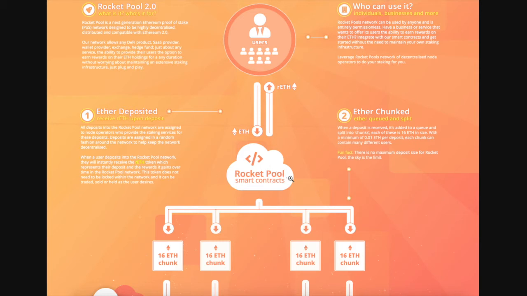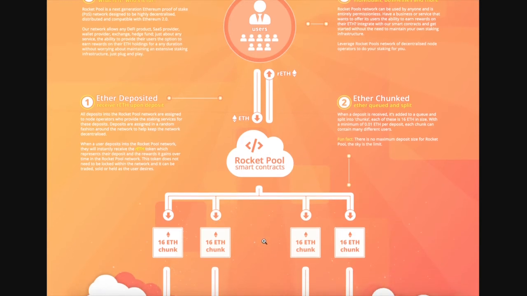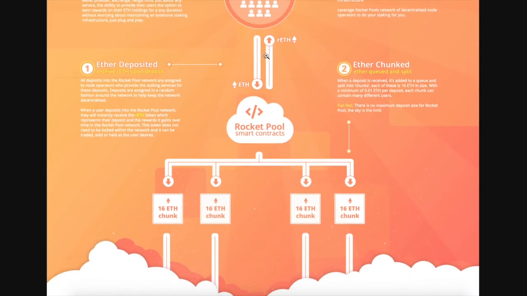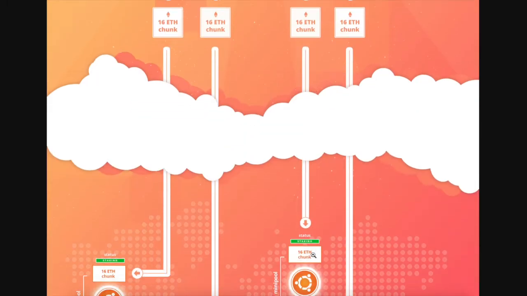Now, what happens in the background in Rocketpool? They split it up into 16 ETH chunks. So say you deposit 0.1 ETH. Okay, great. And this guy deposits 15.99 ETH. Okay, those two are grouped together.